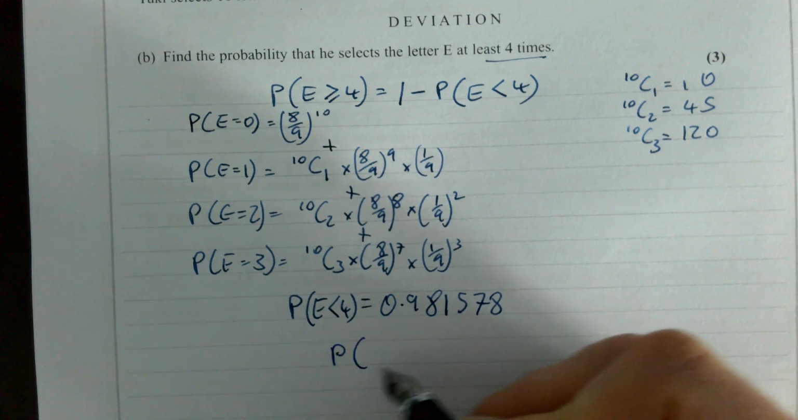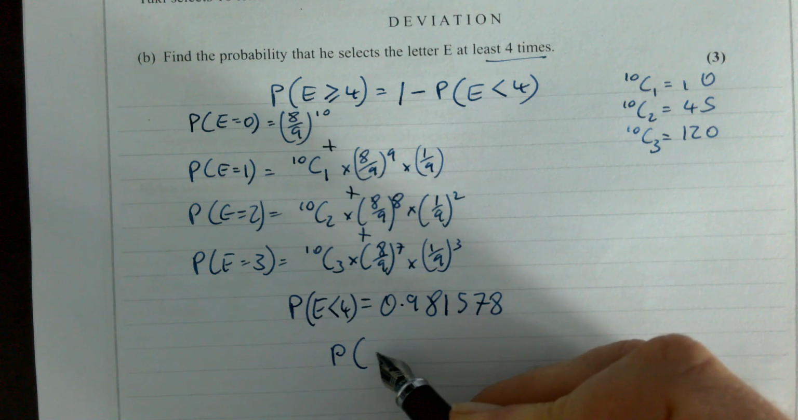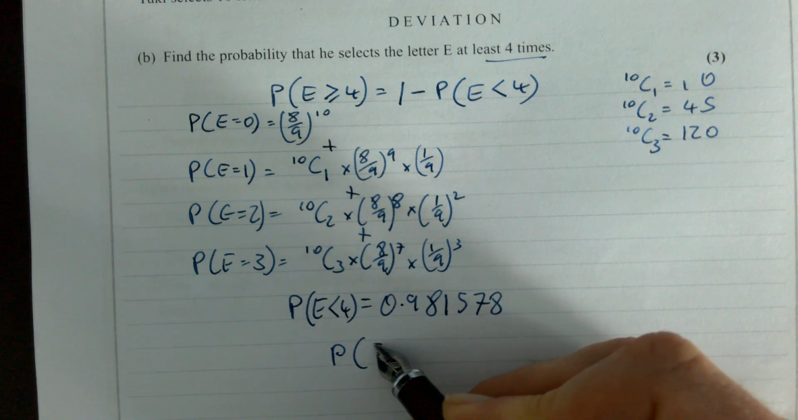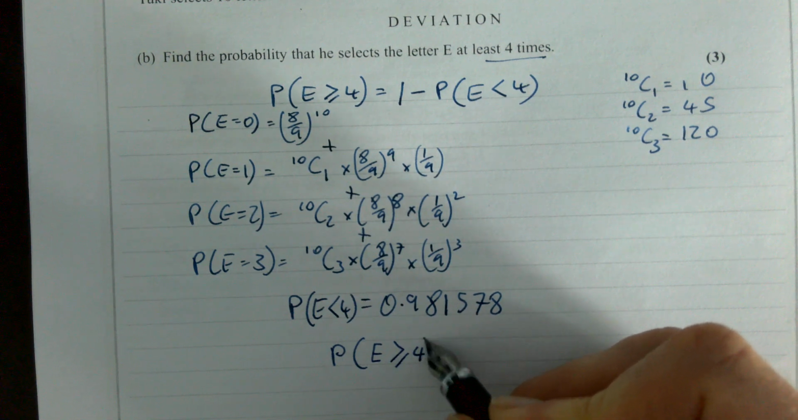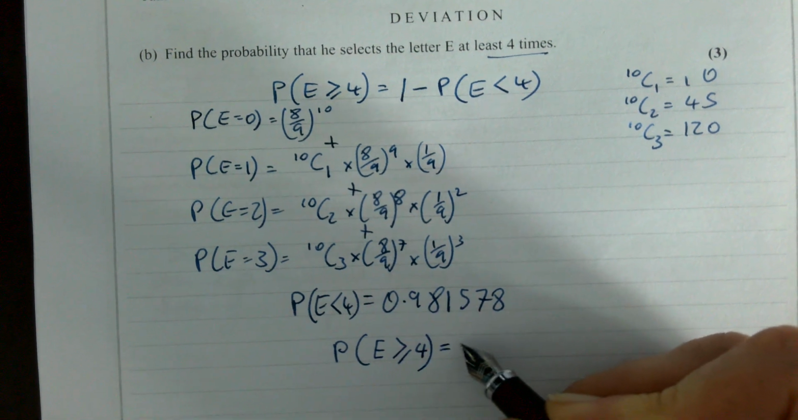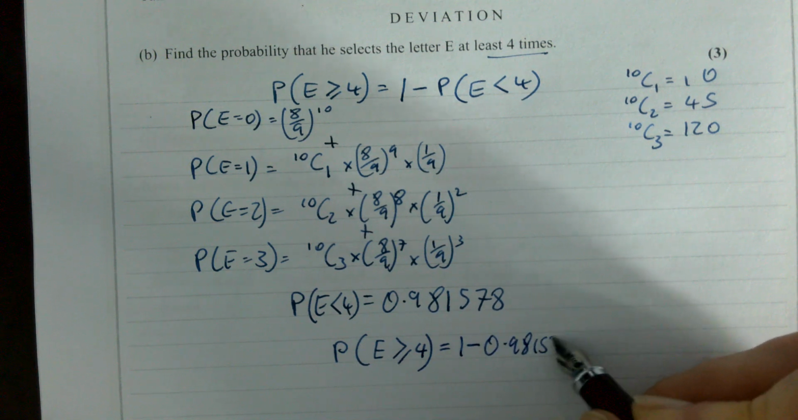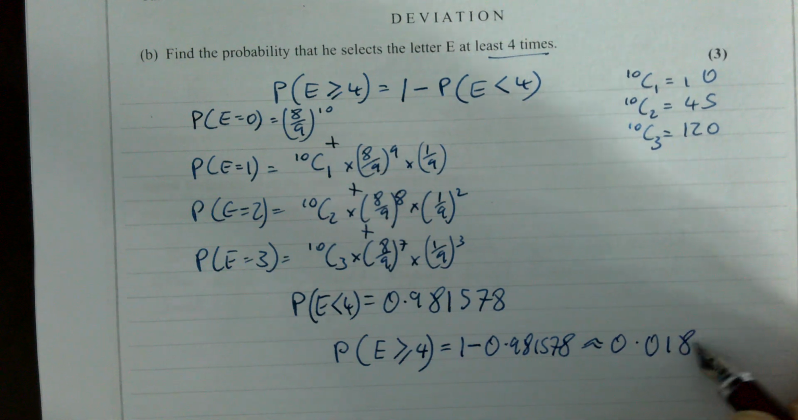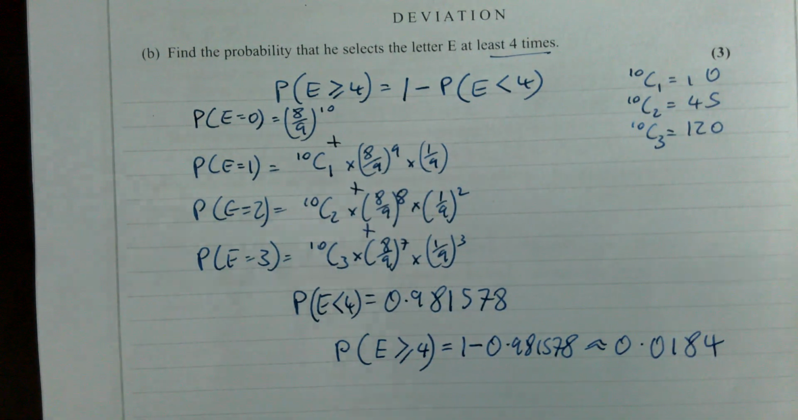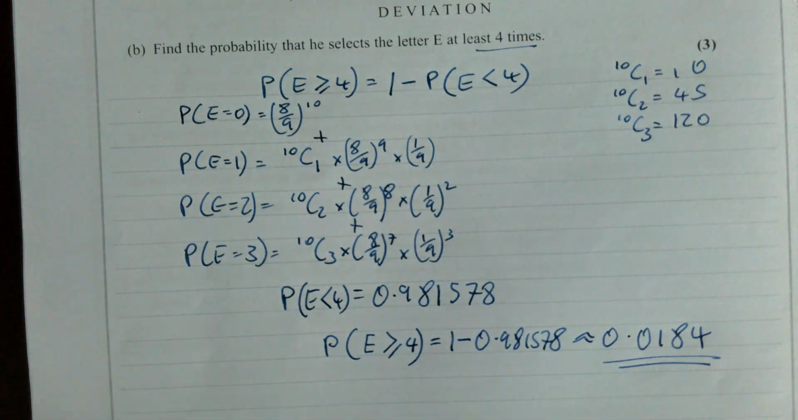And then I would just put in my final thing: the probability that it is going to be greater than or equal to 4 is going to be 1 minus 0.981578, which is 0.0184 to 4 decimal places. And that is the end of the paper.